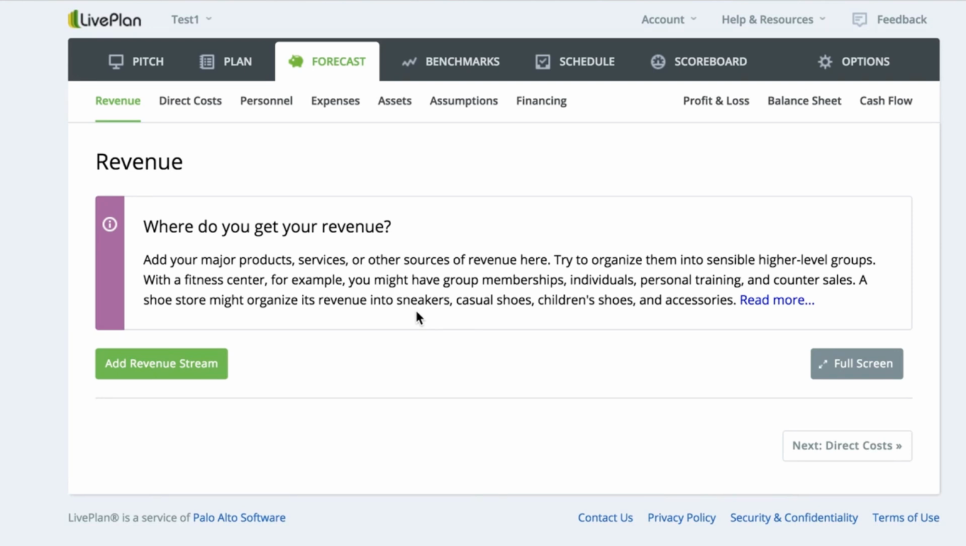But I'm just going to show you some of the tips and tricks that I have. So I've got the plan open here, and it's on the forecast tab. And the very first thing you see is a nice explanation of revenue.